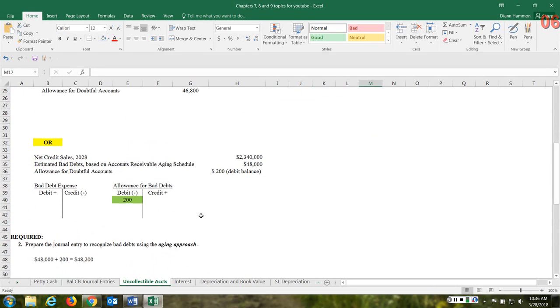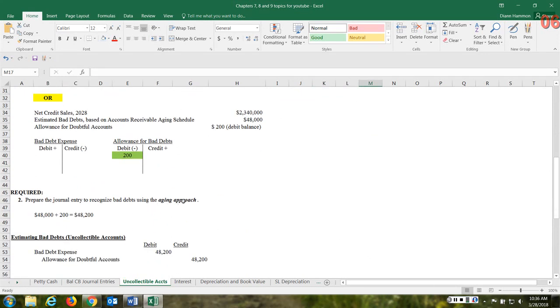Okay, so now we're going to prepare the journal entry using the aging approach. So the aging approach would be, typically it's going to be broken out over different percentages. For instance, if a customer owes you and the debt is 30 days old versus 60 days old versus 90 days old versus over 120 days old, each of those may have a different percentage associated with them. Usually, the older debt gets to be, the more likely the customer is not going to be paying it, so that number would go up for each one.